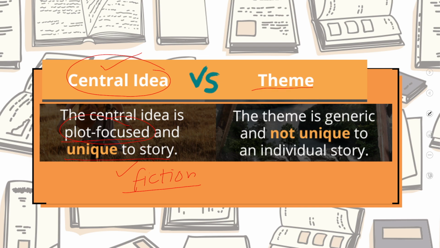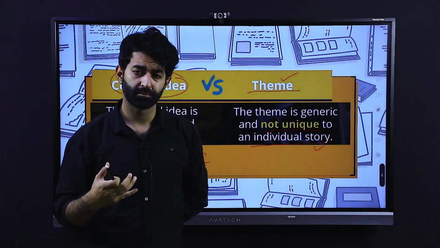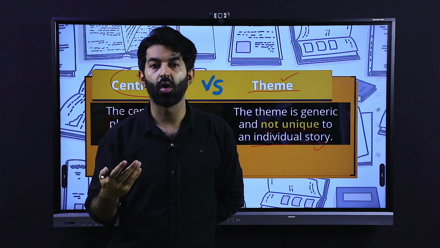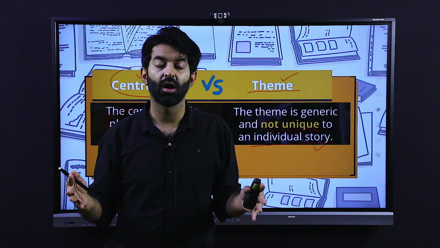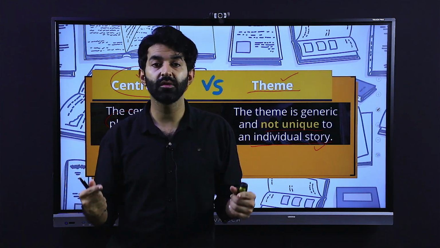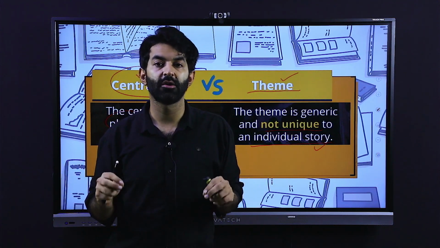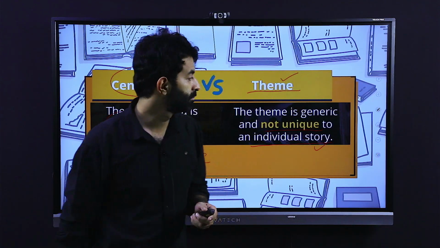Whereas when we are talking about theme, the theme is generic and not unique to an individual story. For example, the theme can be on poverty, it can be on moral values, ethics, it can be on different beliefs. There are so many different themes that the story is based upon. But there can be different central ideas that you can analyze, and they are also plot focused.